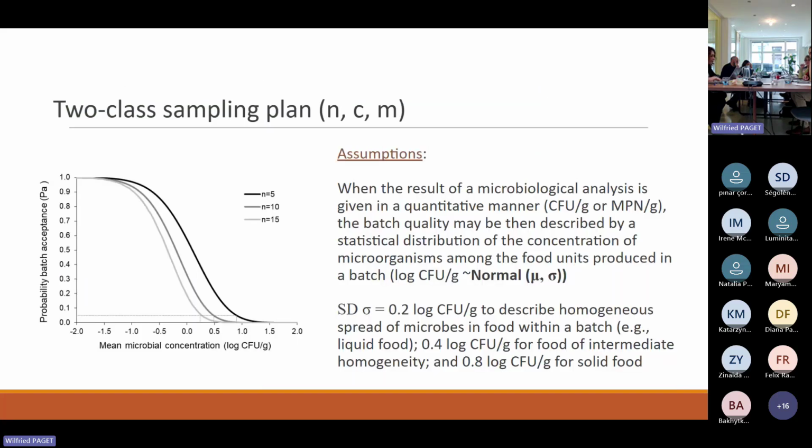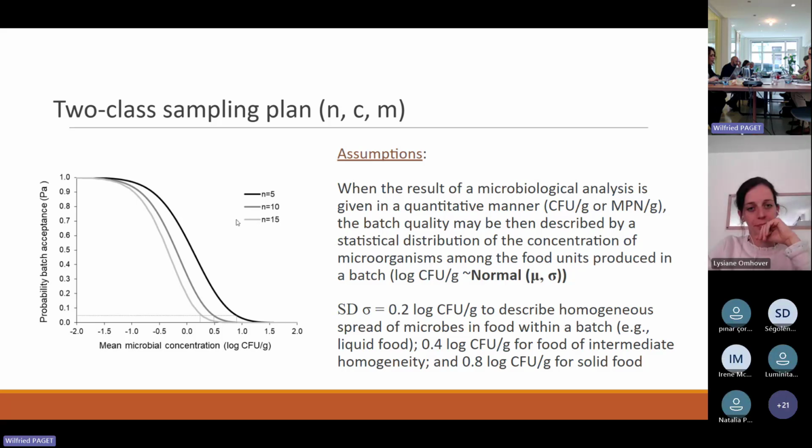Okay, so here again, you will see 3 operating characteristic curves for a 2-class sampling plan, where n increases, and you see the rule is the same. So if you look at n equals 15, your sampling plan is more discriminatory, has a better power of discrimination, because the curve is steeper.